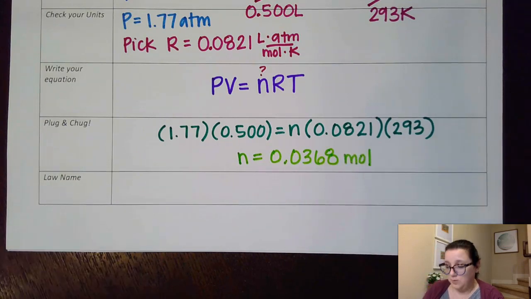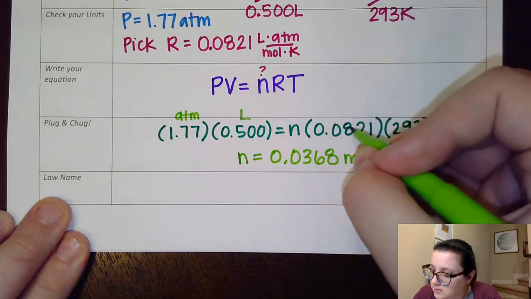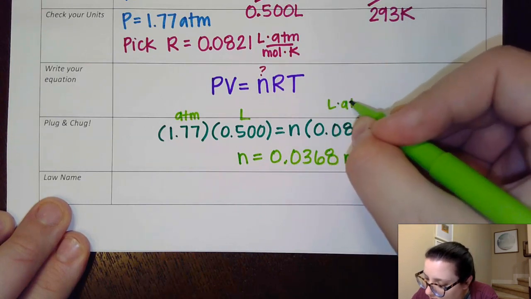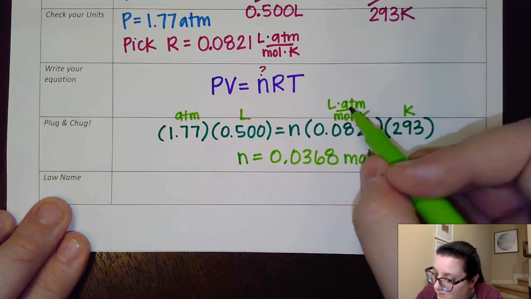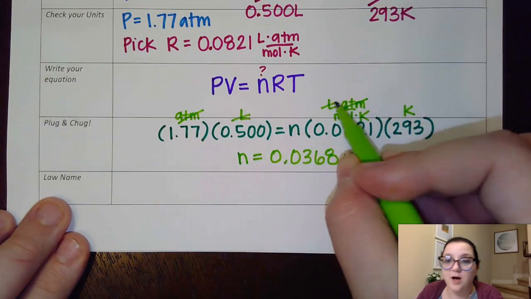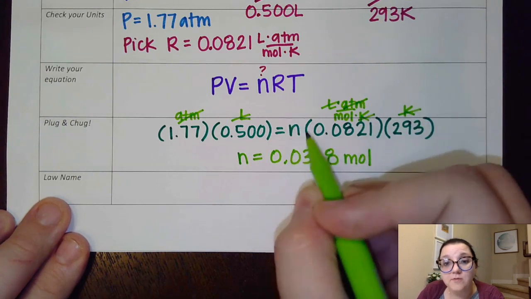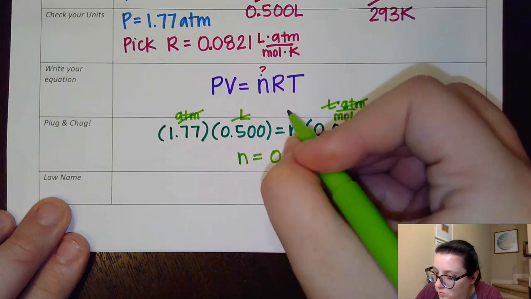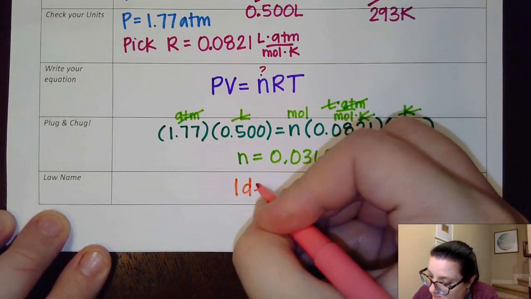Now, if we did this right, the units in this problem should have canceled out. Remember that 1.77 was atmospheres, 0.5 was in liters. This crazy one right here was liters times atmospheres over moles times Kelvin. This was in Kelvin. So look what happened. Atmospheres canceled out, top and bottom on the opposite sides. Liters canceled out, top and bottom on the opposite sides. Kelvin canceled out top and bottom on the same side. And what that would have meant is that to have moles on the bottom here, this end would have had moles in the numerator on top. And so that works out with all of those units that we were hoping for. As far as our law name, we would call this the ideal gas law.